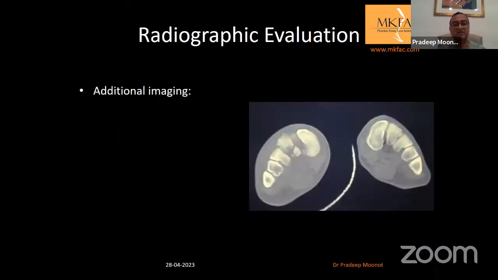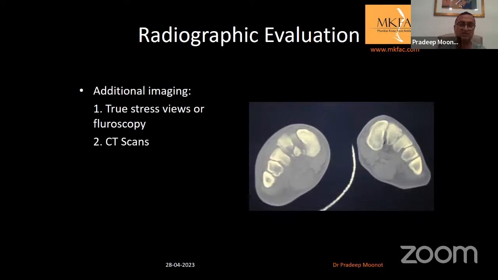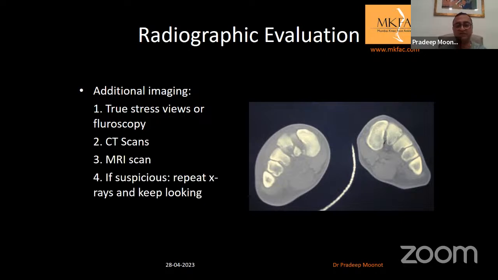Additional imaging, if you need to do it, you can get stress views under fluoroscopy, take them to theater and stress them, get a CT scan done, MRI scan them, or if you are very highly suspicious, and this is what I do, I wait for a week, let the swelling and pain settle down, get them to my clinic, and then get weight bearing X-rays and keep looking.